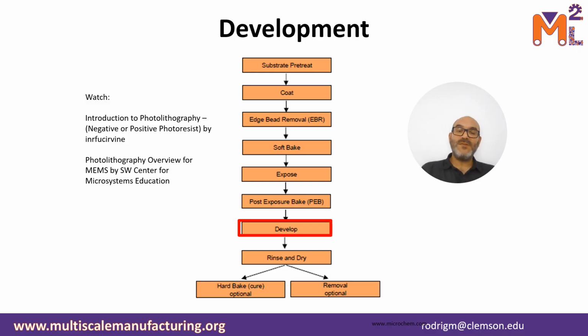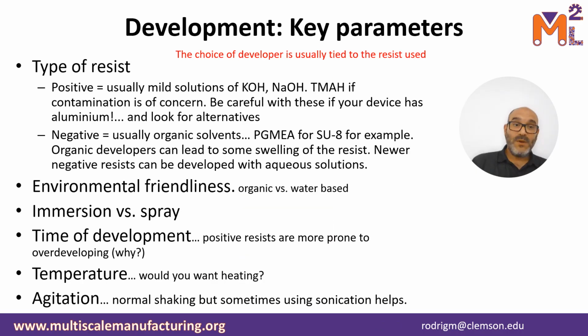So towards the end of the process, now we have development, right? So in the case of development, we will have a particular chemical that will attack that particular photoresist. So the choice of developer is usually tied to the resist used, right? So here you have some examples for positive photoresist, some examples for negative photoresist. In the case of SU8, we will use PGMEA, sometimes also sold as SU8 developer, right? So in these cases, take care that you're using the right chemical, of course.